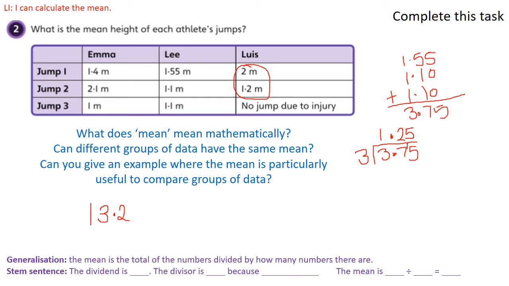So I'm still going to do my short division, but I've only got 2 as my divisor because he did two jumps. So how many lots of 2 can I get from 3? I can get 1. I put my decimal point in if I haven't done so already. I've got 1 remainder. How many lots of 2 can I get from 12? I can get 6. So his mean average was 1.6. How did you get on?